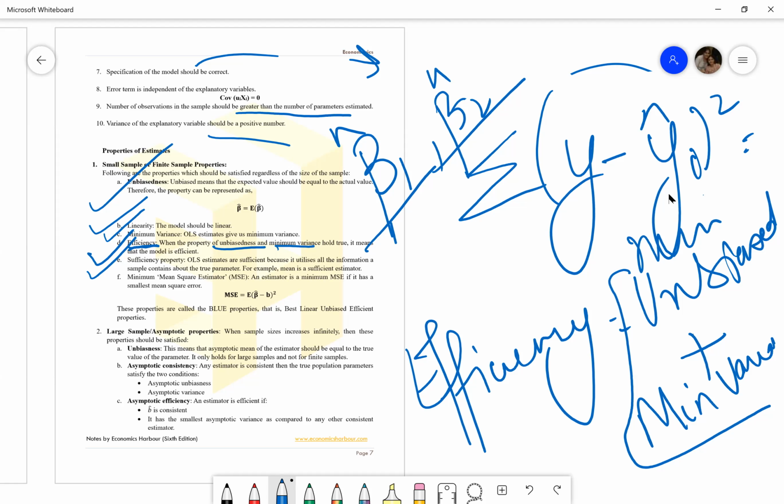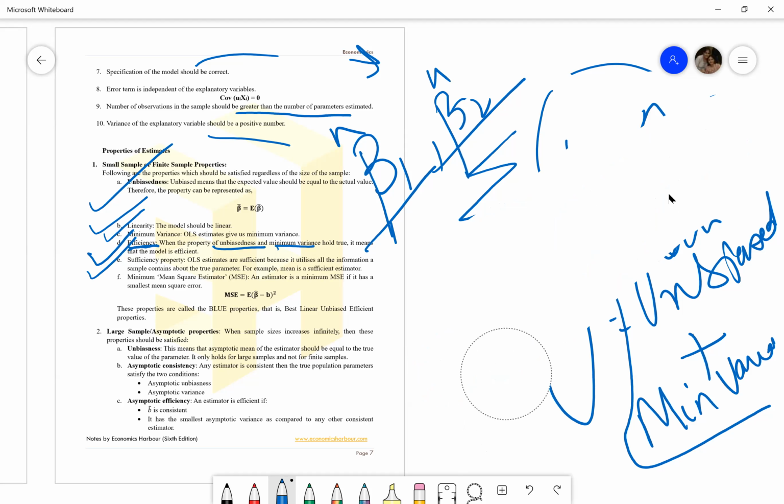But ma'am, beta 1, beta 2, you said beta cap, it is the statistic? It is the statistics. These are the estimator statistics. They're all the same terms. Okay. All the estimates should contain all the data of the population, right? Yes.